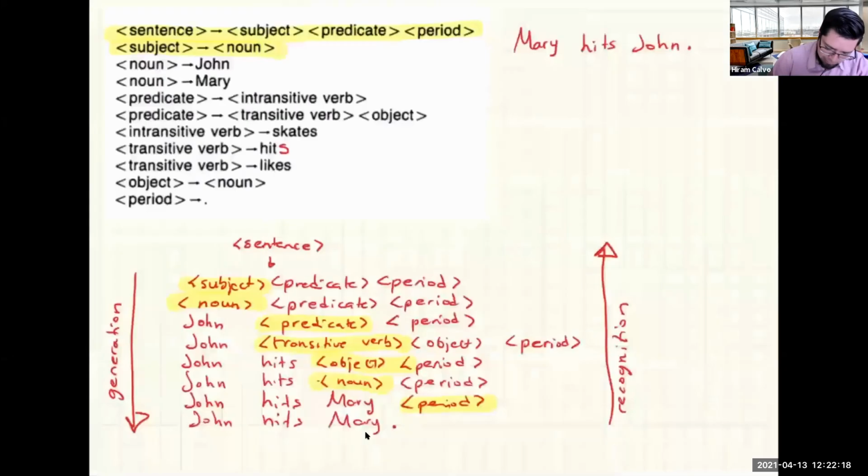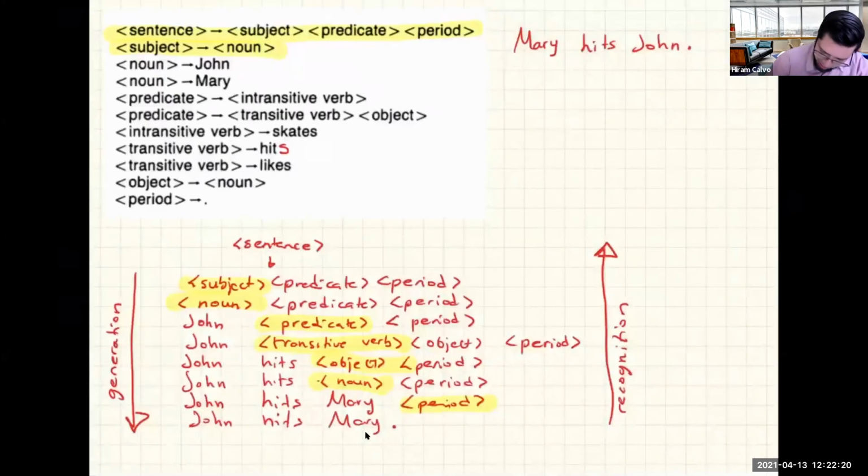Sorry. Okay. Oh, it got erased. Okay, so let's start again.